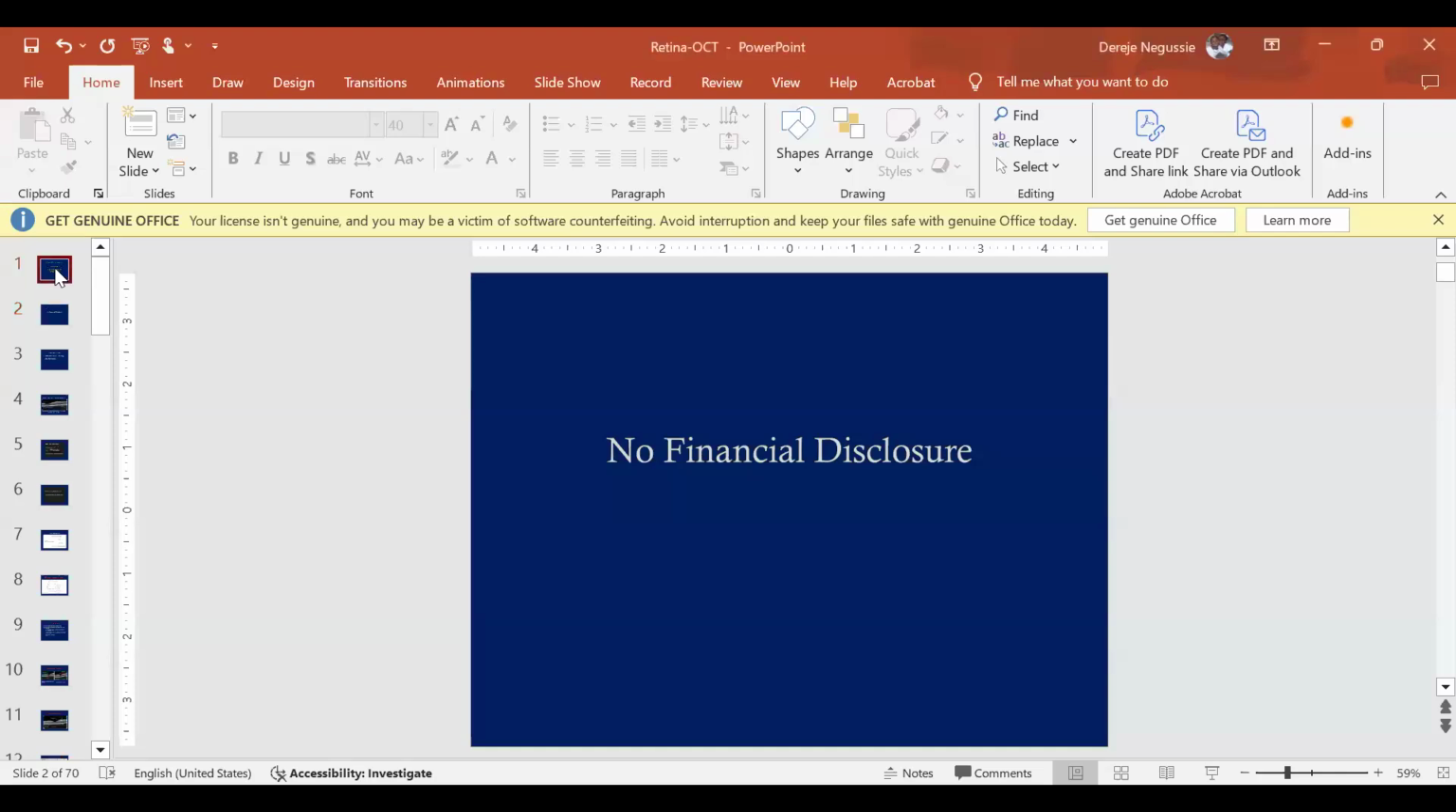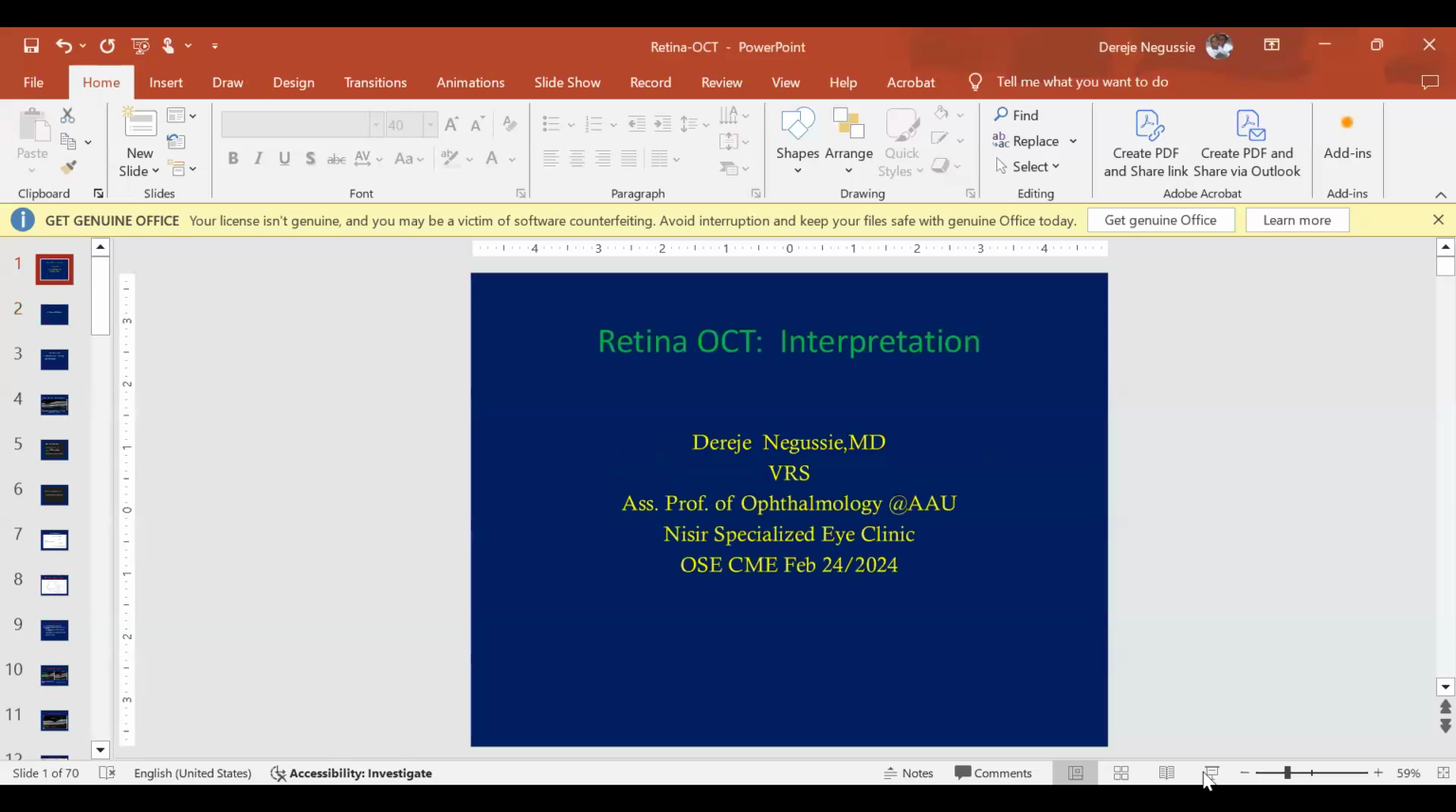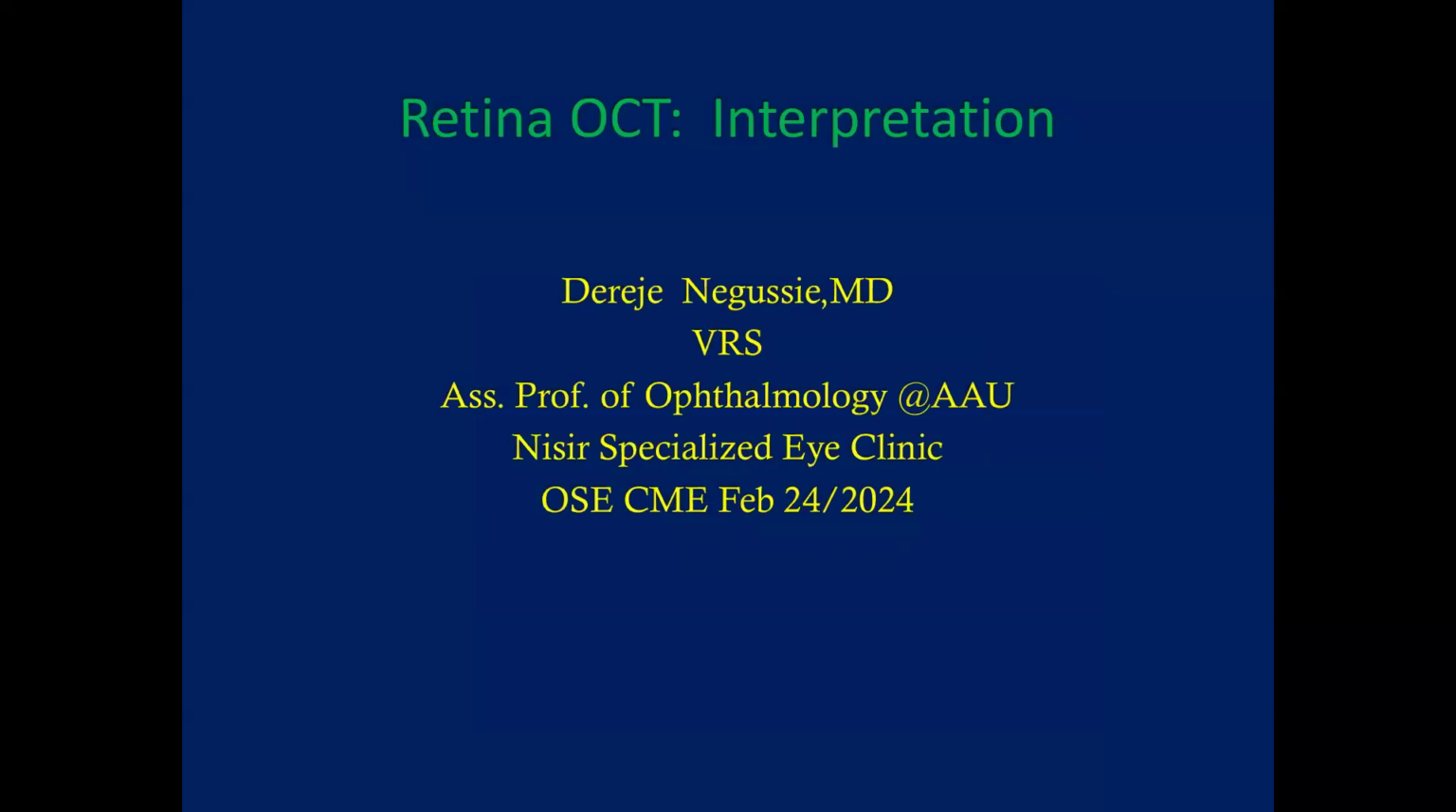Next will be Dr. Dereje Nigussie, another vitreoretina surgeon from Addis Ababa University. He's an assistant professor of ophthalmology at Addis Ababa University, and he also practices at Nisir Specialized Eye Clinic. Dr. Dereje, the floor is yours. Please tell us how to interpret retina OCTs. Thank you.